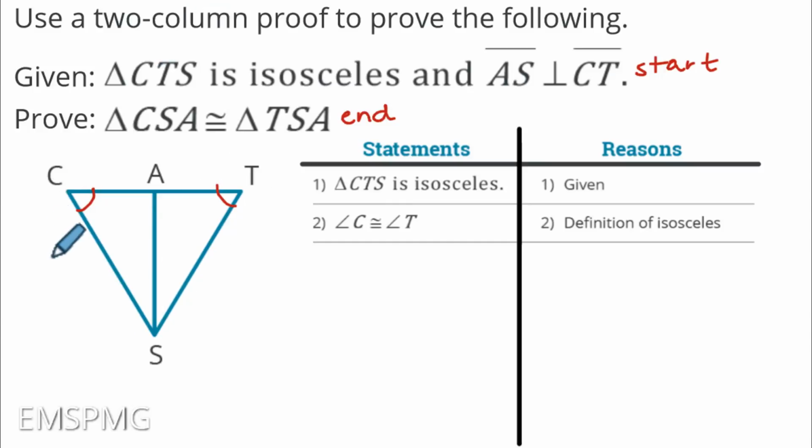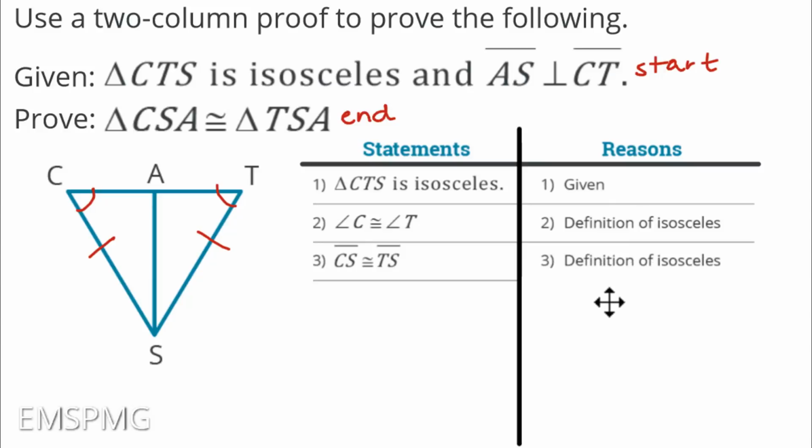Be sure to label your diagram as well. So I know that this leg is going to be congruent to this leg. So therefore, side CS is going to be congruent to side TS. Make sure we're putting that in our table. CS is congruent to TS. And same reason as before, it is the definition of the word we just used, which was the word isosceles. The word isosceles is not going to help us too much with anything else, so I'm ready to move to my other given information. Bring that right down, and you can just apply it right here because it was given.